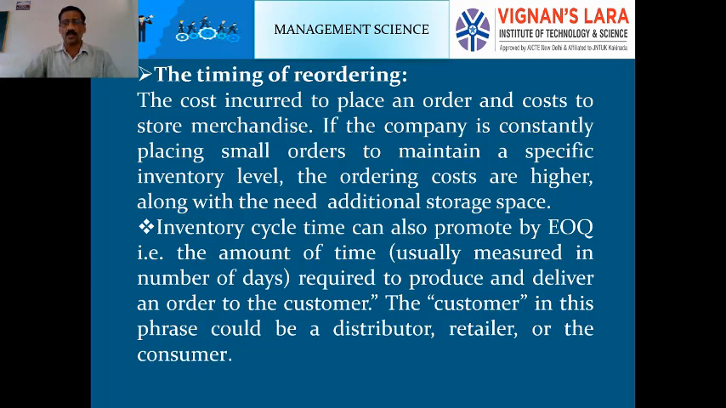Inventory cycle time can also be promoted by EOQ: the amount of time, usually measured in number of days, required to produce and deliver an order to the customer. The customer in this phase could be a distributor, retailer or the consumer. So, time recording with reference to inventory cycle time is to be taken into consideration. Usually, what inventory to produce or required to deliver orders to the customers. This phase could be a distributor, a retailer or the customer.